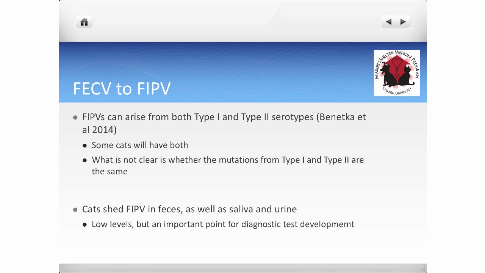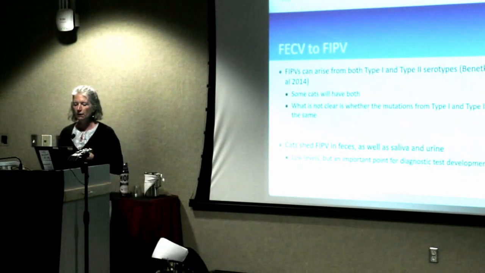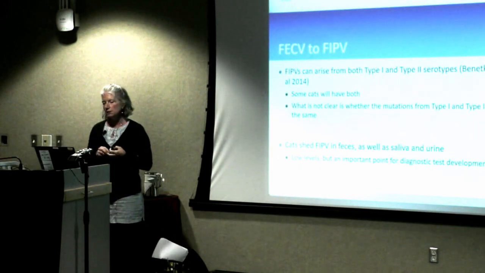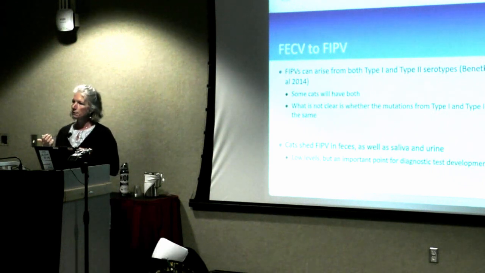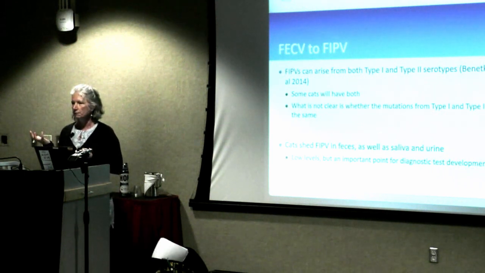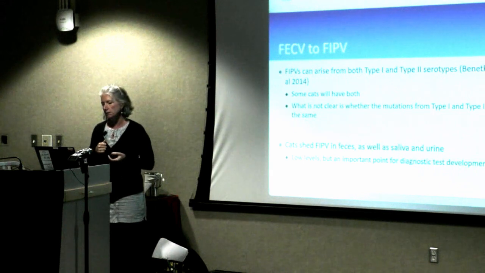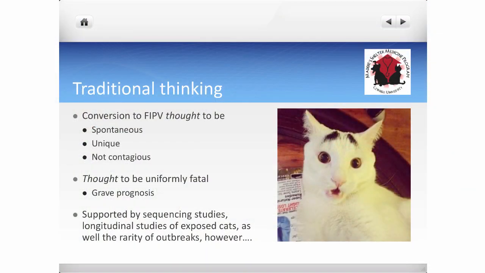And it is important to recognize that cats do shed FIPV in their feces, as well as in saliva and urine. These are really low levels of the FIPV virus, and I'm going to talk about diagnostic testing in a little bit. They do shed it, but it's usually not in high enough rates to go testing with our traditional testing methods. So this too is a point of research to figure out how can we change our testing, or what tests can we develop that can be done on poop rather than on necropsy, which is where we tend to diagnose FIP definitively in a lot of cases.